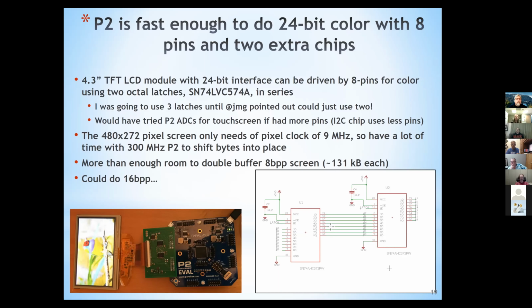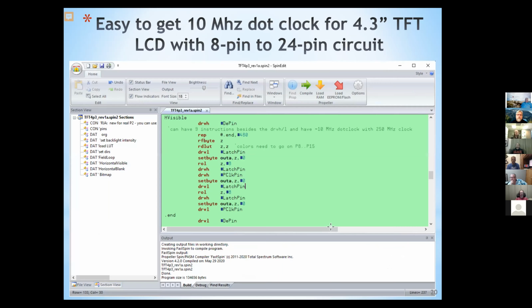This is a good fit to the P2 without a whole lot of external stuff, because the memory in the P2 is big enough to double buffer that. So that's nice. And here's the code that does it. It's very simple. Just this little thing to latch the data out, and then toggle the clock pin on the screen. So it's very straightforward there.